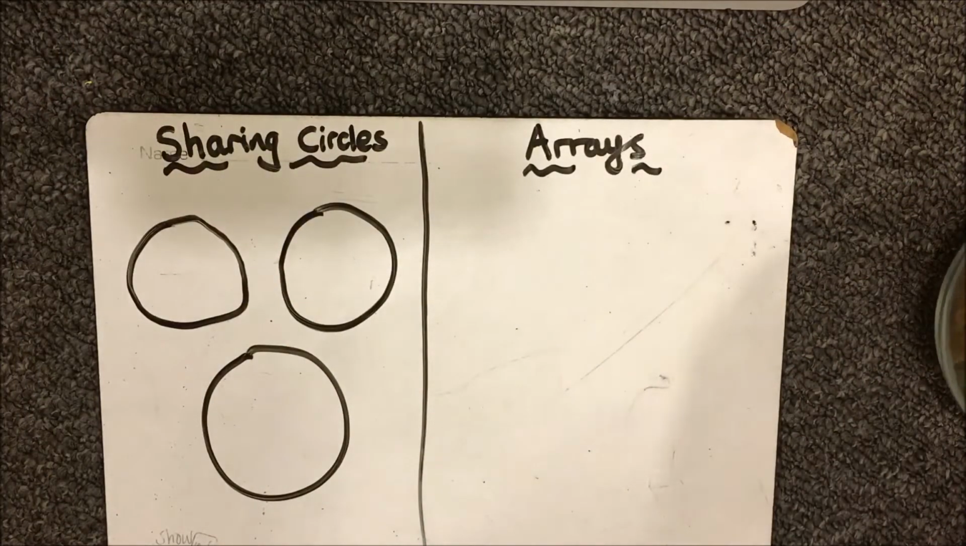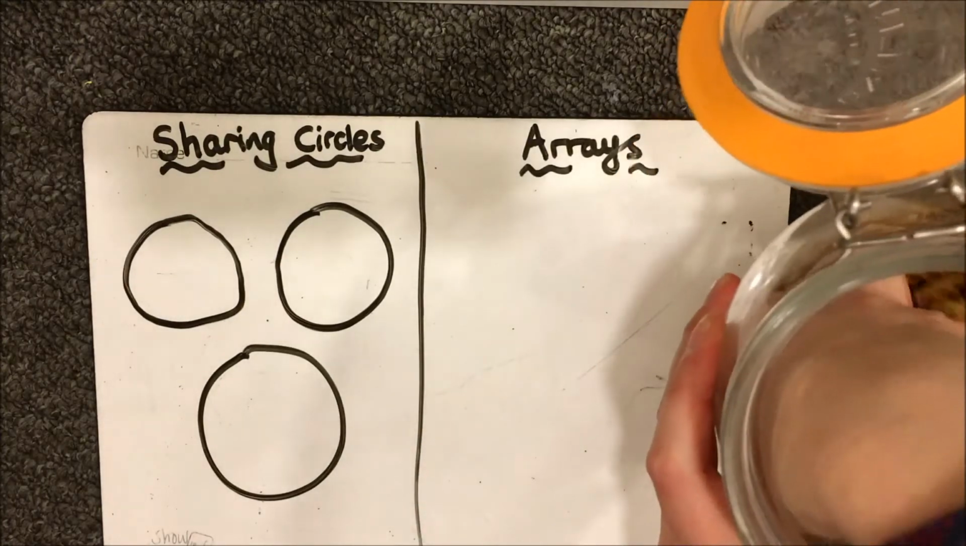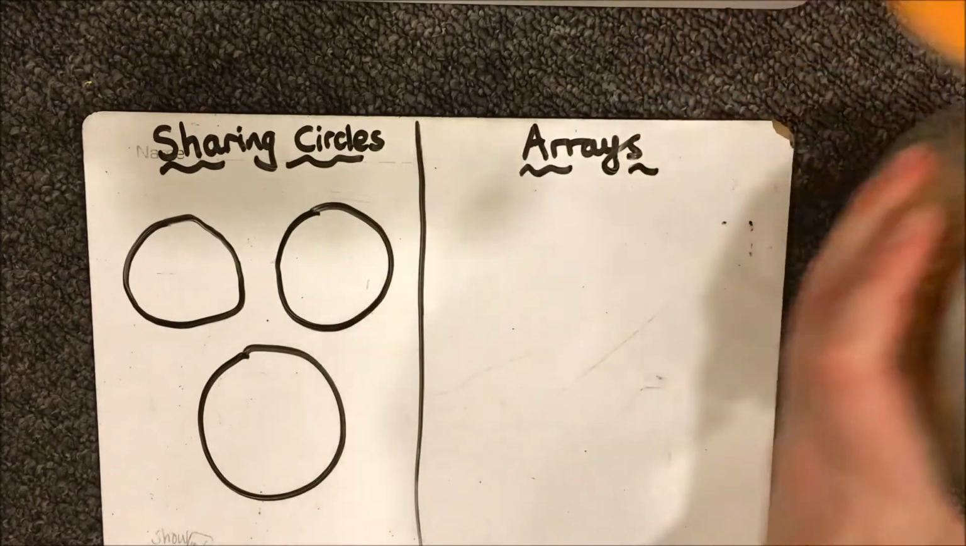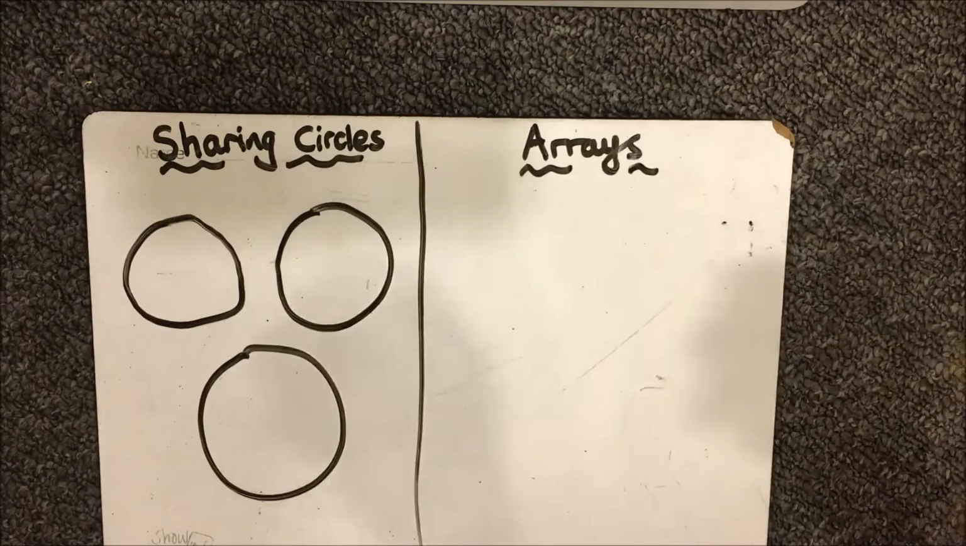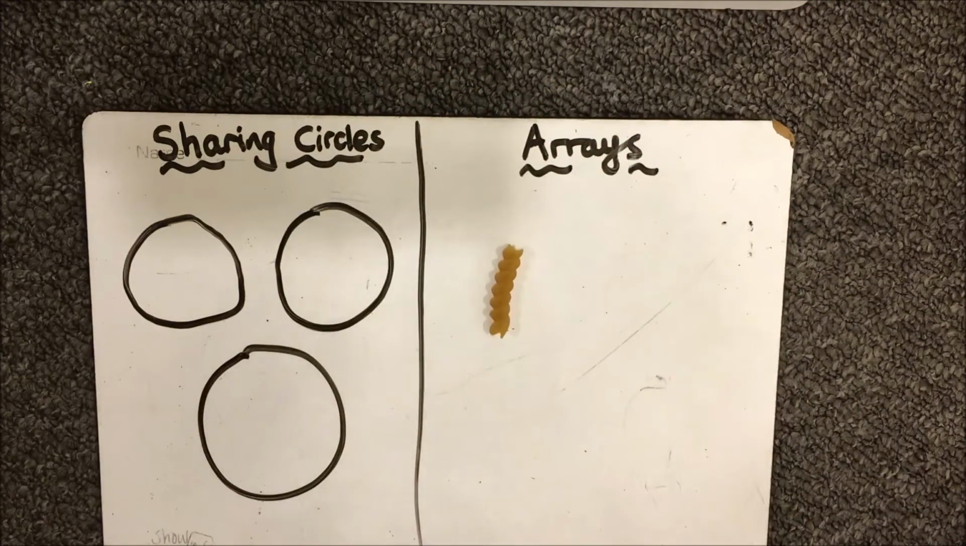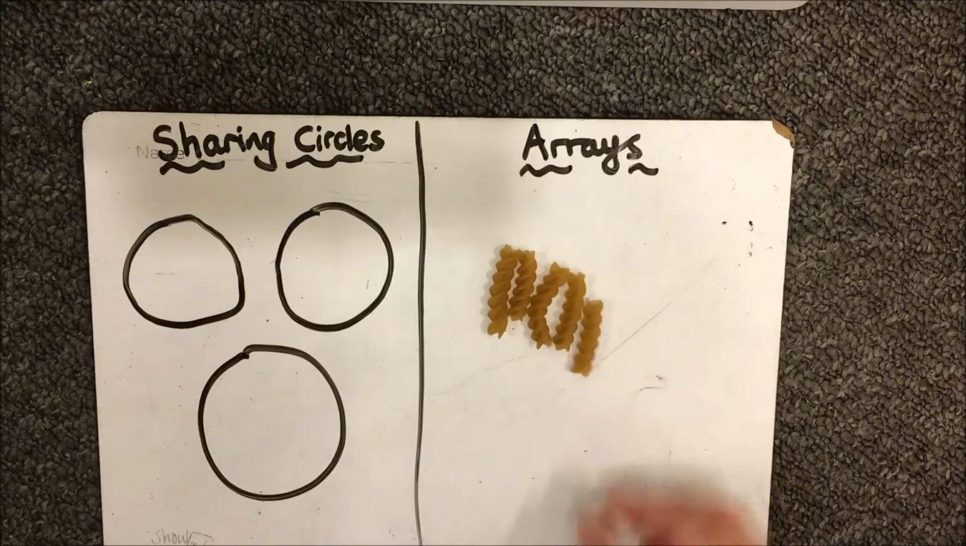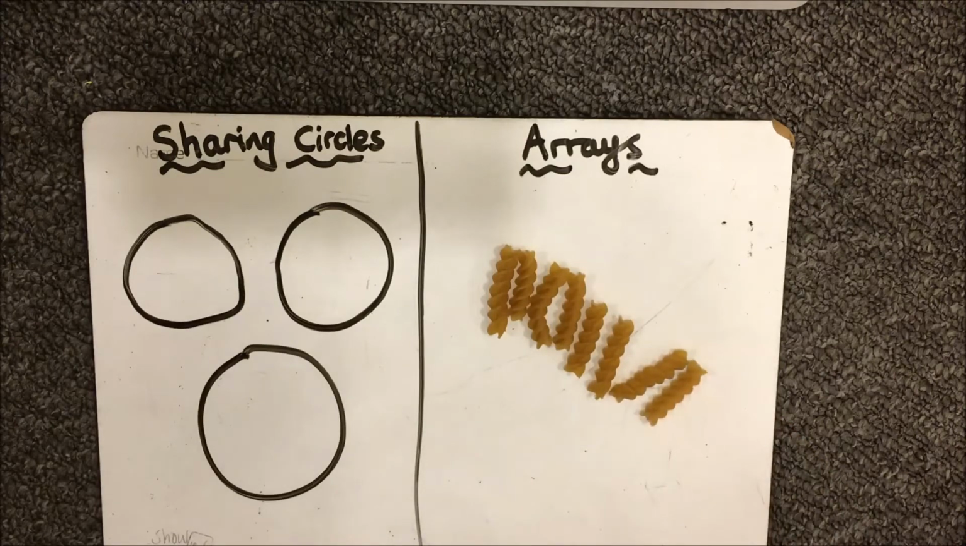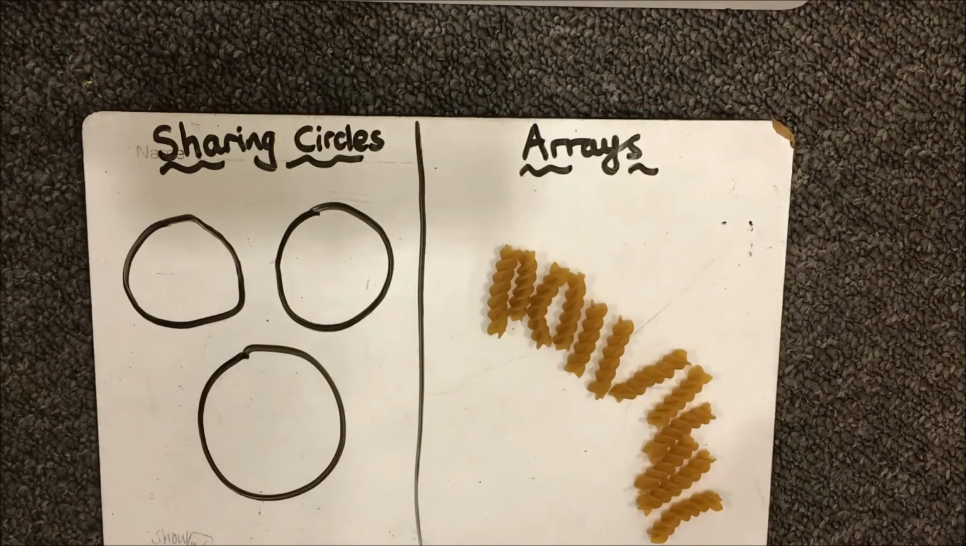Okay, don't laugh at me. I don't have any little people models here like in school, so I'm going to pretend we're pasta today. I need to get 12 of them. 1, 2, 3, 4, 5, 6, 7, 8, 9, 10, 11, 12. So these are 12 children.